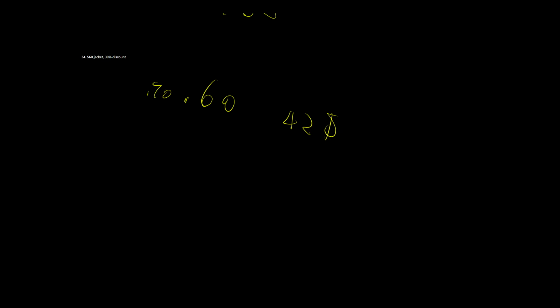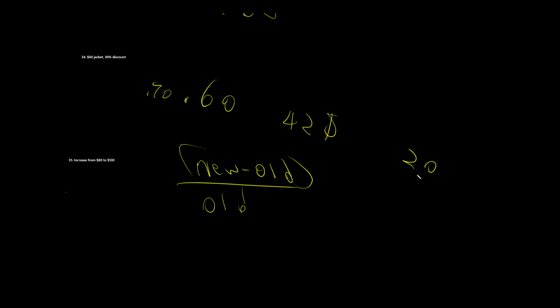Increase from 80 to $100. Find the percentage increase. Okay. So we know the formula: new minus old divided by old. So we're going to have 100 minus 80, which gives us 20, divided by 80. Divide both sides by 20. You get 1/4. So 0.25 or 25% increase.